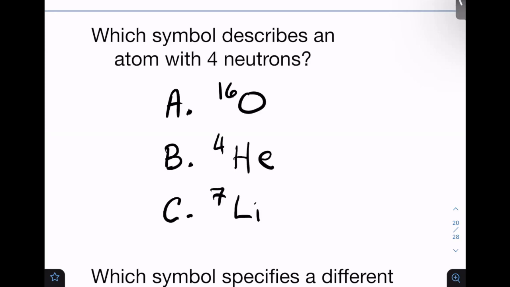Now, to get this, you've got to figure out how many neutrons are in each one. First you need to figure out how many protons there are in each one. Oxygen has how many protons? 8. So how many neutrons are here? 8 neutrons. Helium has how many protons? 2. So this gives us 2 neutrons. And lithium has 3, which gives us 4 neutrons. Very good.